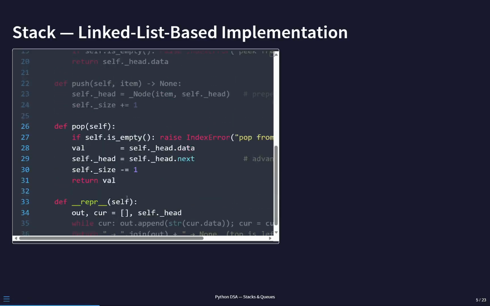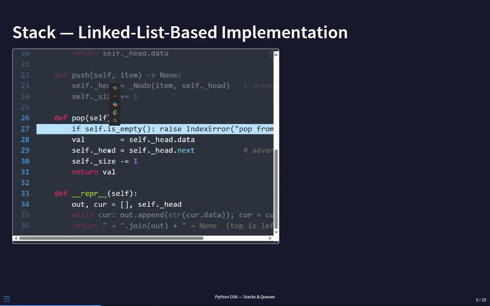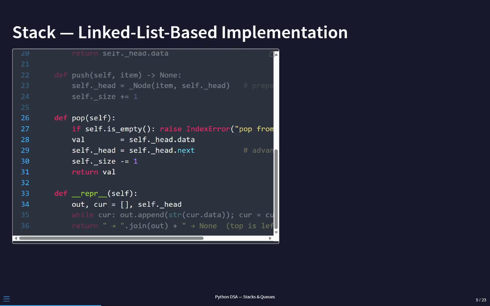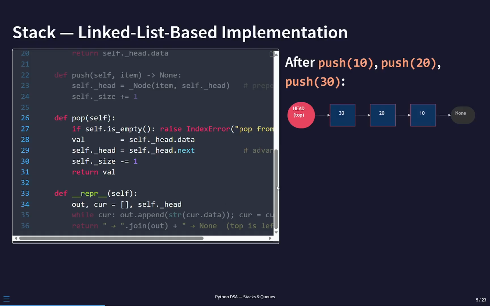Pop saves self._head.data, advances _head to _head.next, decrements _size, and returns the saved value. The old node is immediately unreachable and gets garbage collected. The diagrams make the pointer mechanics visual. After pushing 10, 20, 30, head points to 30, 30 points to 20, 20 points to 10, 10 points to None. Pop returns 30, and head advances to 20.